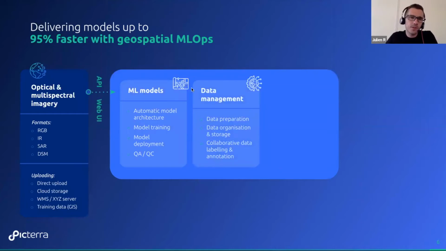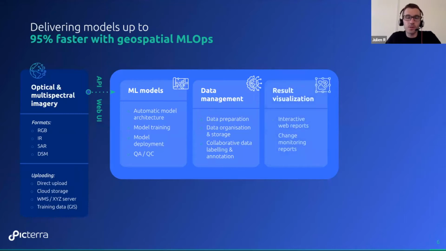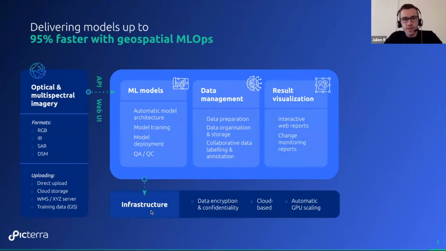So on one hand, you can develop machine learning models that we call detectors. And we have some automated parameter search that we do for you behind the scenes. You can also do all the data management, permissions, sharing data within your team. And then you can also visualize the results and share interactive web reports to showcase the results of the machine learning project.